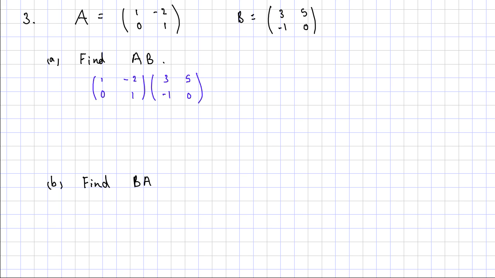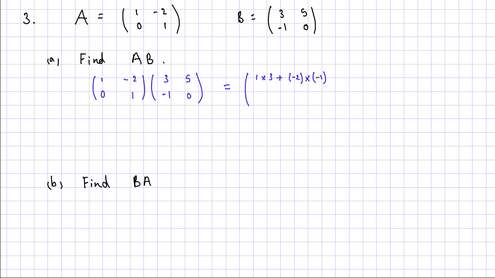Now again it's that same method that we used for the other one. It's row times column for the top left entry, then it's row times column for the top right entry, and then you can imagine how this is going to work as well, like that and that. Okay, so let's do that. So I'm going to have 1 times 3 add, I'll put this in brackets, negative 2 times negative 1.